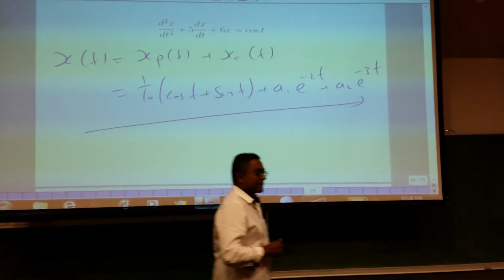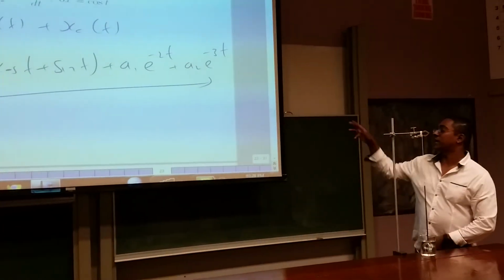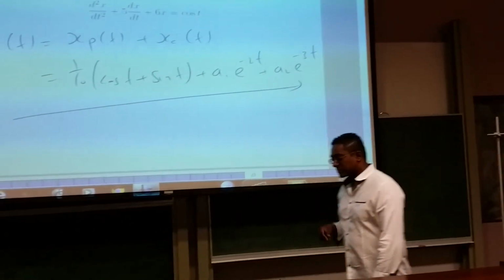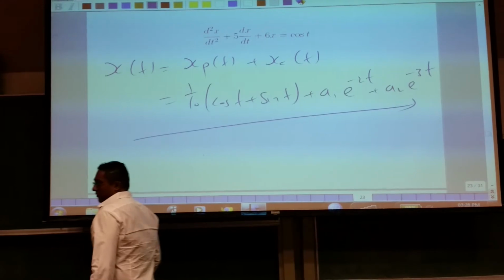If you look at that, try to analyze that very carefully. You know that as t approaches infinity, you notice that the exponentials would die off and we'd have an oscillating solution. So that's the persistent part of the solution, the first sinusoidal part.